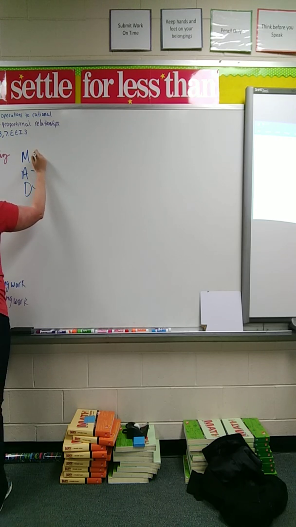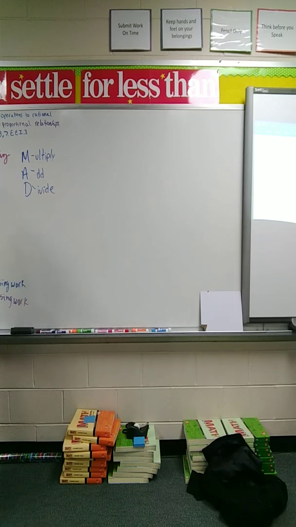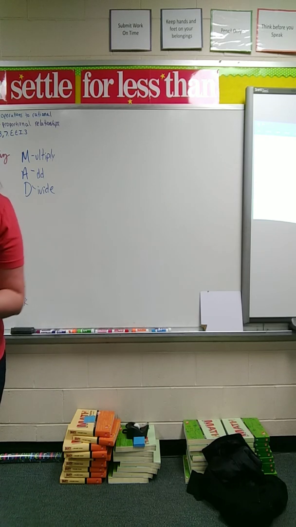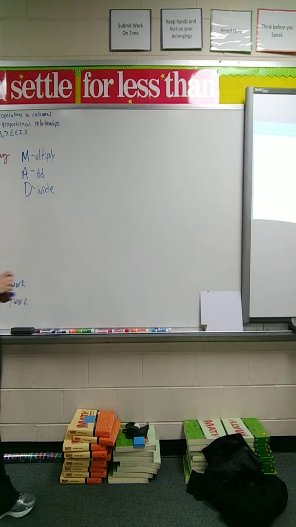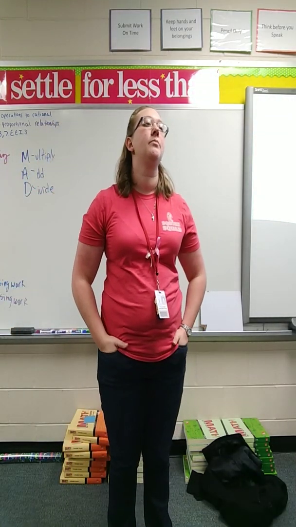When I get MAD, that says that I multiply, then I add, then I divide. We multiply our denominator times our whole number. We add that value to our numerator, and we show that we're dividing by keeping the denominator the same.